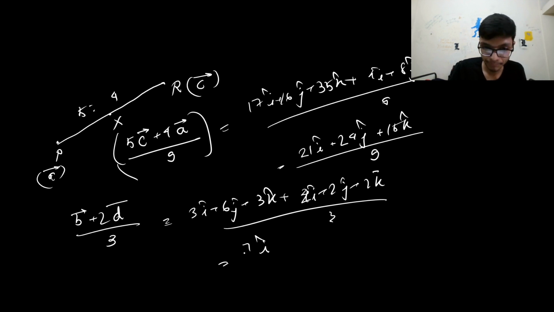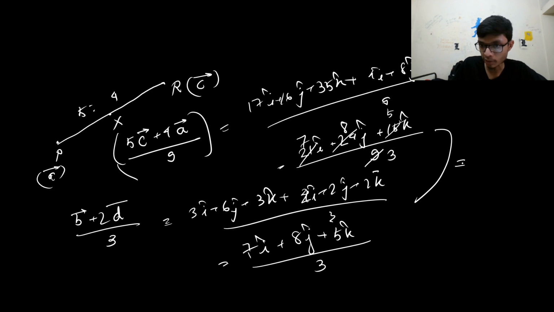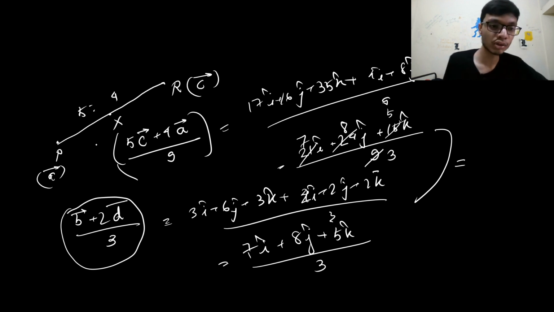7 i cap plus this will become 8 j cap plus 5 k cap, whole divided by 3. So this is similar. If I cancel out the 3 over here, this will be 7 by 3 i cap, 8 by 3 j cap, and 5 by 3 k cap. So this is very similar. These values are equal. That means the vector (b vector plus 2 vector) divided by 3 is the internal bisector of this PQ line in the ratio 5:4.